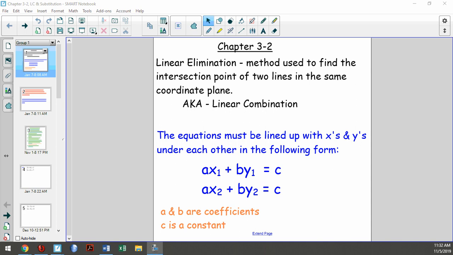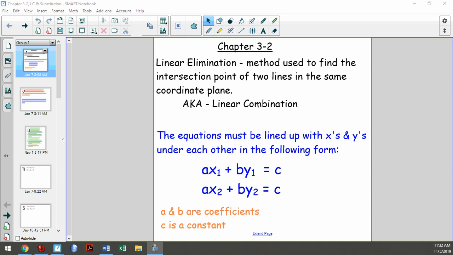All right, what we're doing today is elimination and substitution. Chapter 3.2, we're doing algebraically how to find the intersection point between two equations given you're lining up your x's and your y's. Elimination and substitution, you may have started to do some of this in Algebra 1. You may have. Hopefully you remember it. It should not be difficult for you.